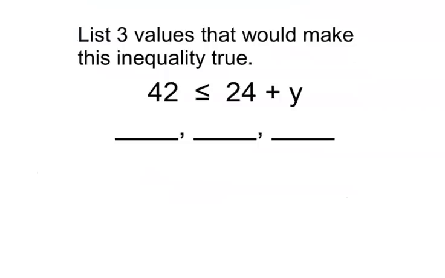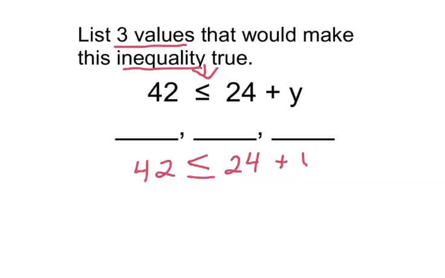List 3 values that would make this inequality true. And we know it's an inequality because there is a less than sign right there. The little line underneath it means less than and equal to. All right, so let's solve this by getting the y by itself, because that's what we always have to do to solve for a variable. Just get the variable by itself.